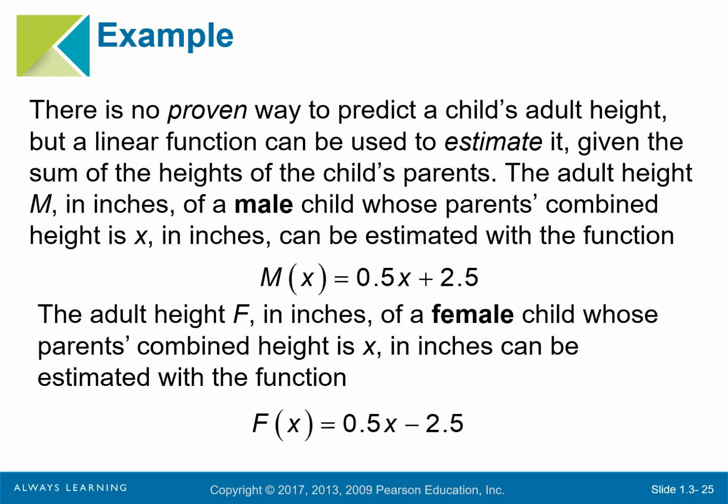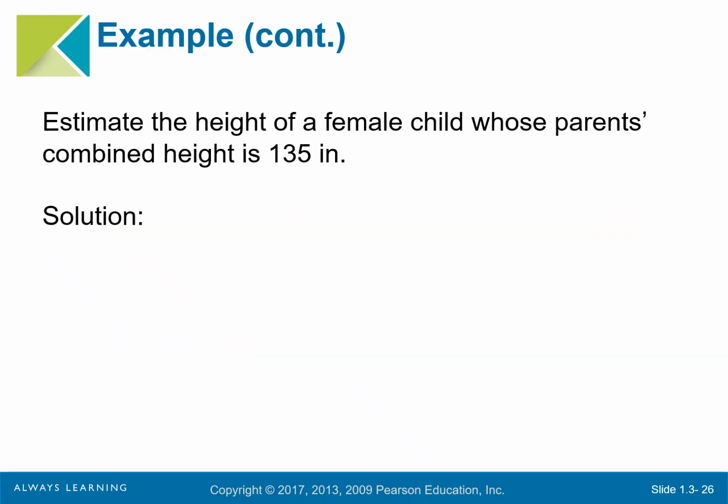Okay, that's a lot of information there. You even heard me stumbling over my words. The point is, the combined height makes up x, and the output, m, is in inches the height of the male child. Similarly here, combined height is x, and the output is the height f in inches of the female child. So if we wanted to estimate the height of a female child whose parents are the combined height of 135 inches, well, it asks for the female child. Okay, so we need that f function.